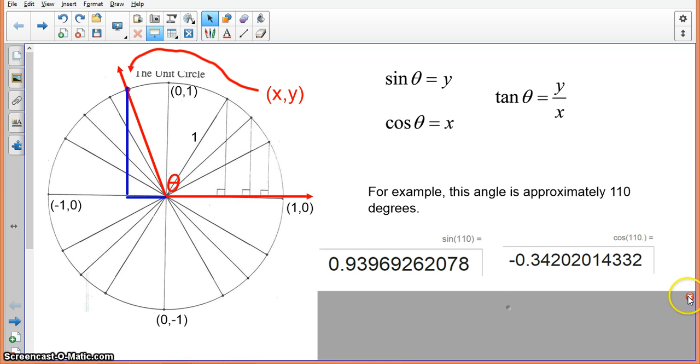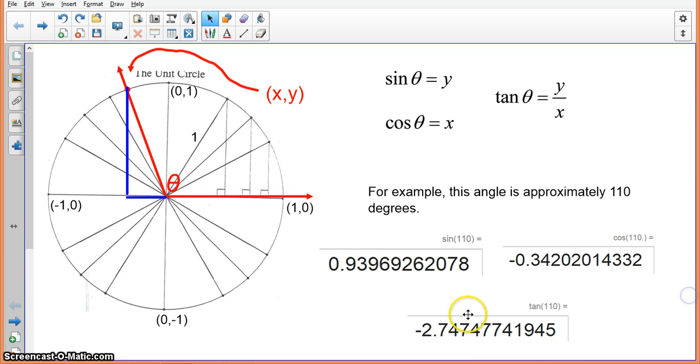And last but not least, if you take the y coordinate over the x coordinate, it's like 0.9 over 0.3 and change, negative, you get this. So I would pause right now and make sure that this is what you get in your calculator, and verify that yeah, it's the same thing.